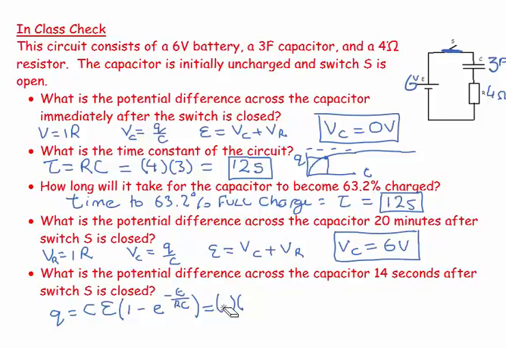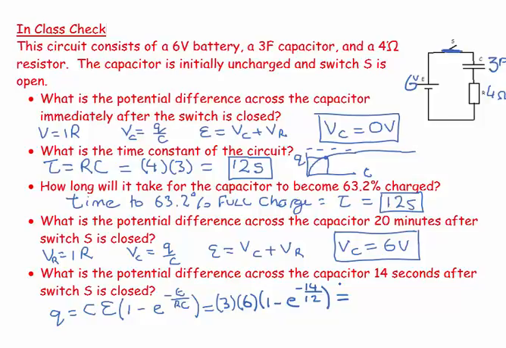So my capacitance is 3. My EMF is 6. And then I have 1 minus e to the minus 4 over my RC. My RC is 12. So that equals, let me get my calculator out.